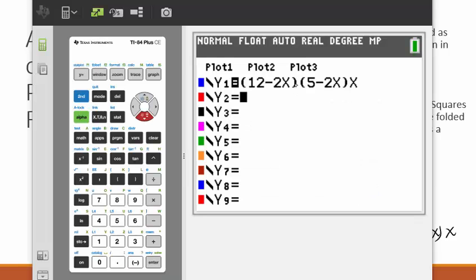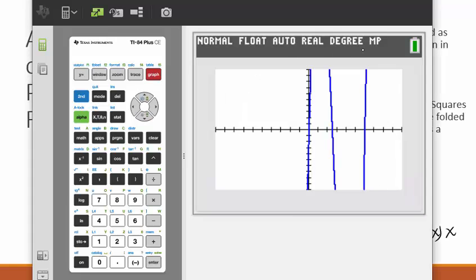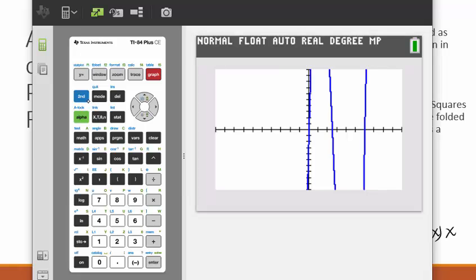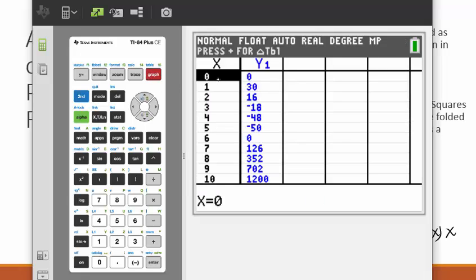We can use our calculator to find some more information about the volume of this box as x changes. So I'm going to enter the formula in y1. We can graph the function just to see that it represents a cubic polynomial. But let's go to the table. So under second graph, we see, if x is 0, the volume is going to be 0.